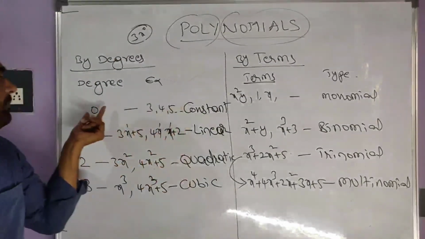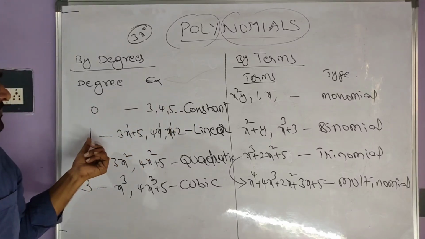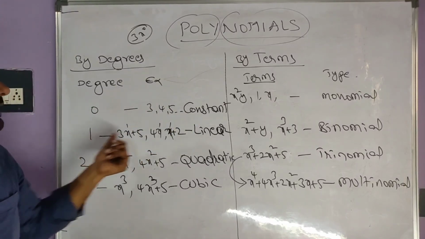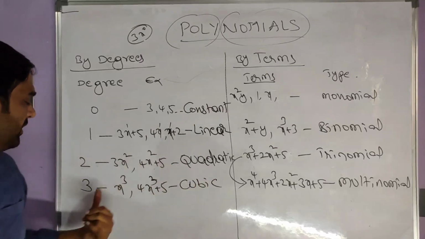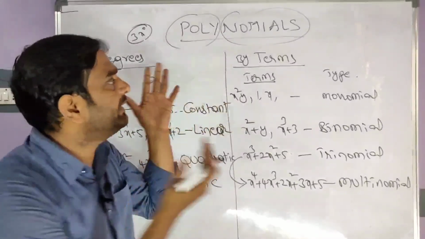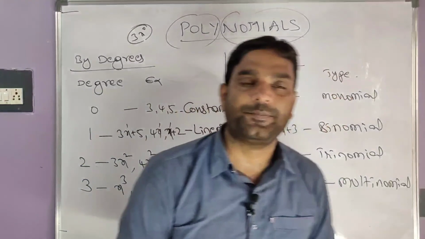Here, by degree, 0 degree is a constant polynomial, 1 degree is a linear polynomial, 2 degree is a quadratic polynomial, and 3 degree is a cubic polynomial. These are the types of polynomials.